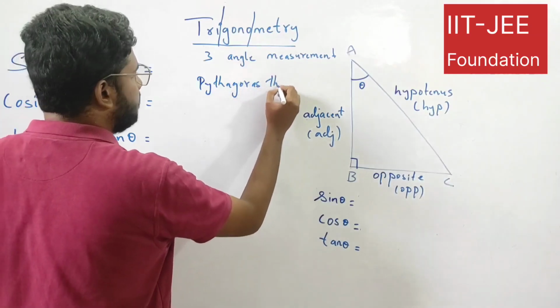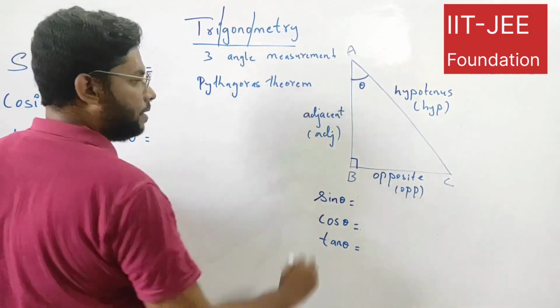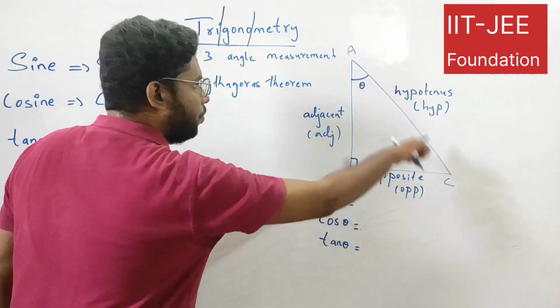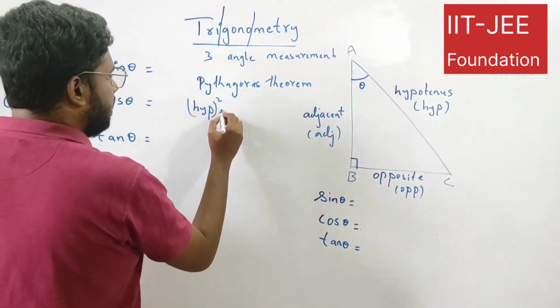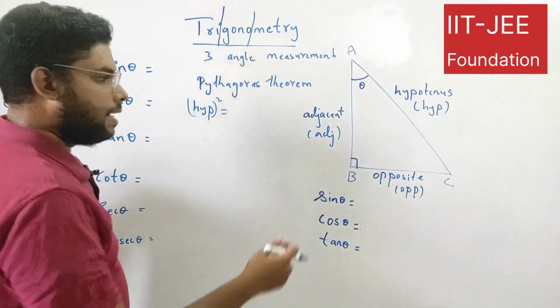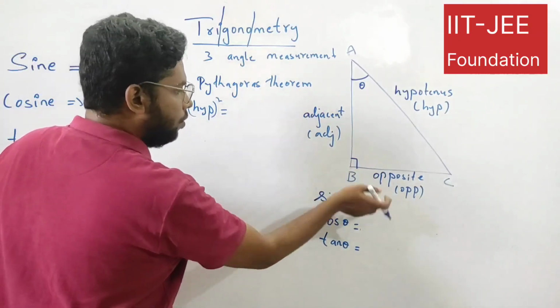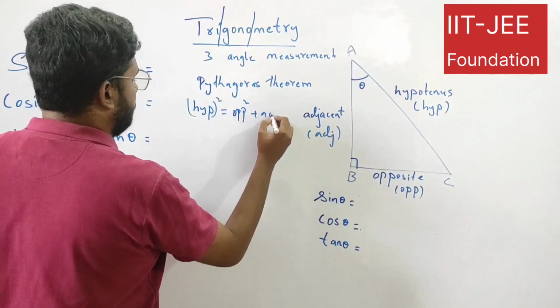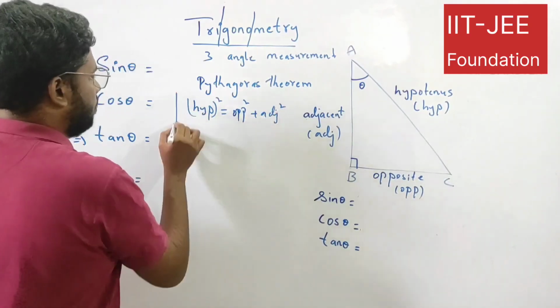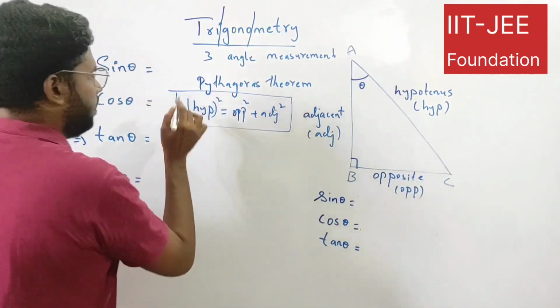Pythagoras theorem. What does the Pythagoras theorem state? It states that the square of the hypotenuse is equal to the sum of the squares of the other two sides. What are the other two sides? That is our opposite side plus our adjacent side, squared. So this is the important formula, that is the Pythagoras theorem.